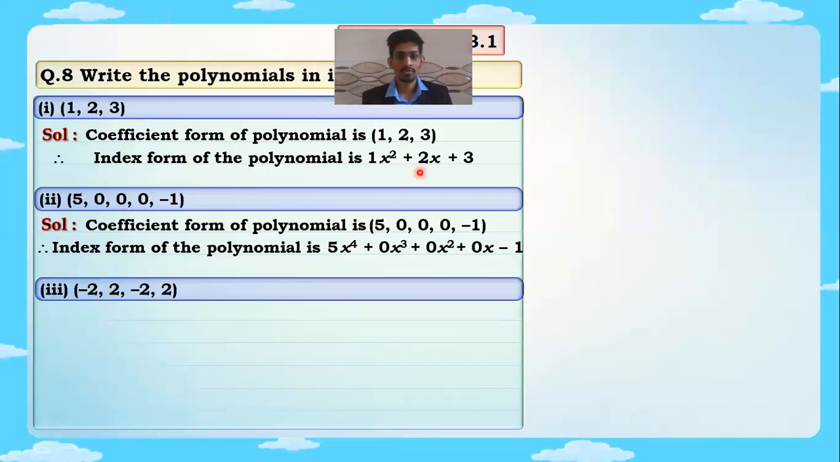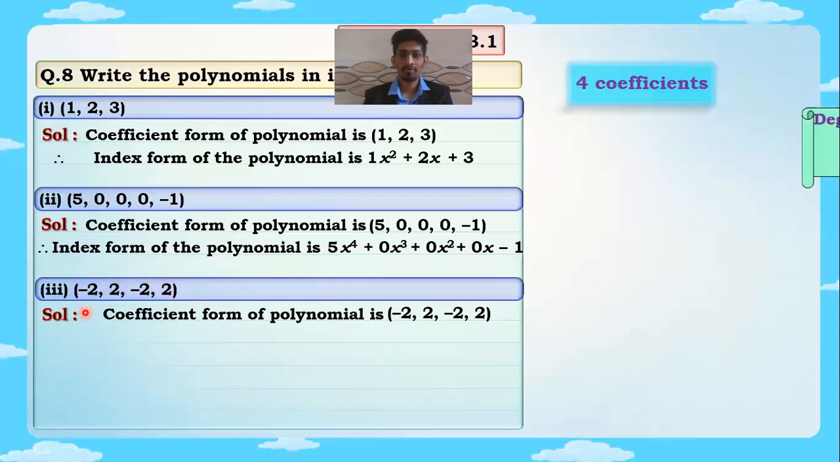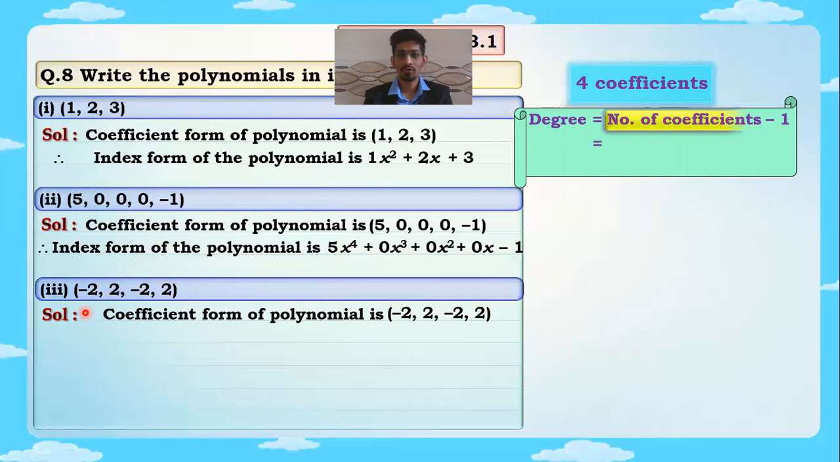Okay students, I hope you all have completed the third one. It's very simple, super. So now students, in sub question 3, you can see a total of 4 coefficients are there. How to find the degree? Number of coefficients minus 1. So it is 4 minus 1. So what is the degree over here? It is 3.